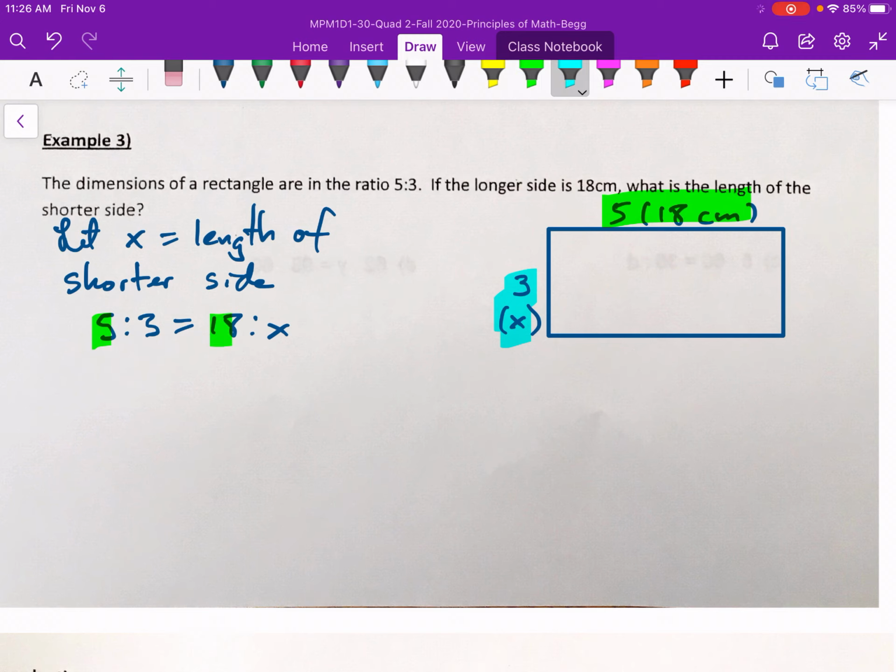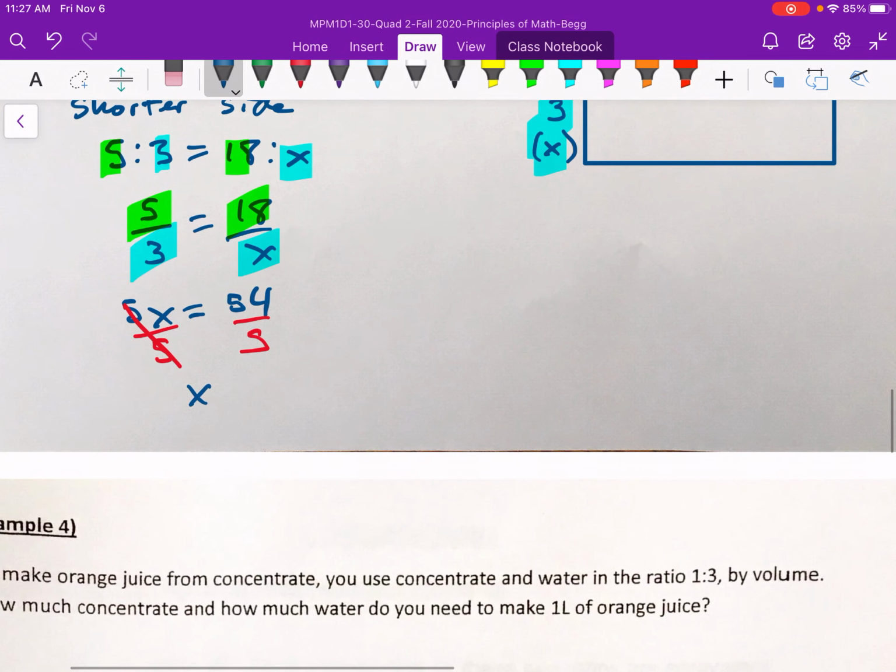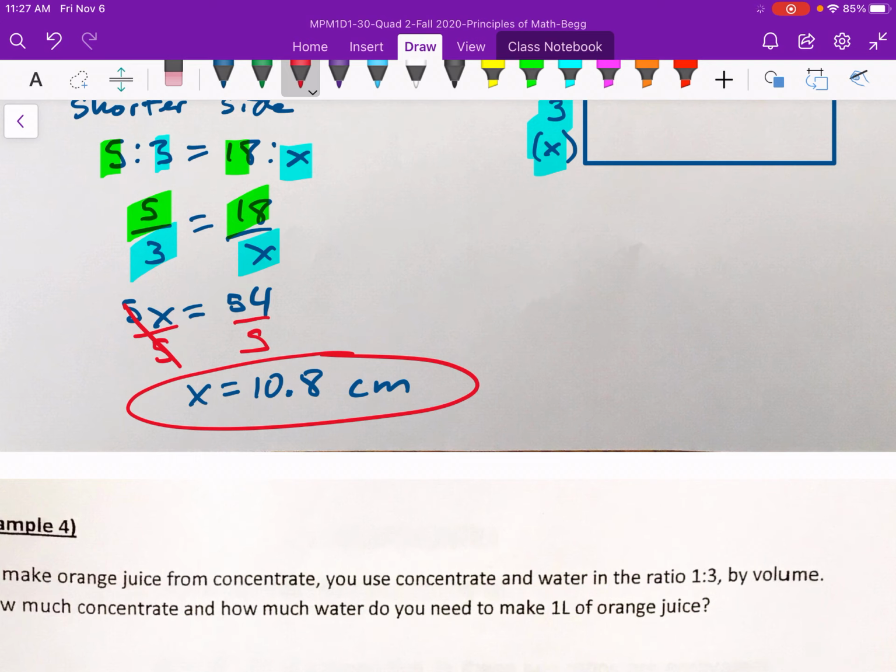Again, matching up one green and one blue in each of the ratios, making sure that the order remains the same, that I don't switch the order of anything around, because if I do that, I'm definitely going to get the wrong answer. If I cross multiply, I get 5x is equal to 54, and then I divide each side by 5. The 5s cancel out, and 54 divided by 5, well, 50 divided by 5 is 10, and 4 divided by 5 is 0.8. So as a decimal, it's going to be 10.8, and the units were centimeters. So the short side is 10.8 centimeters.